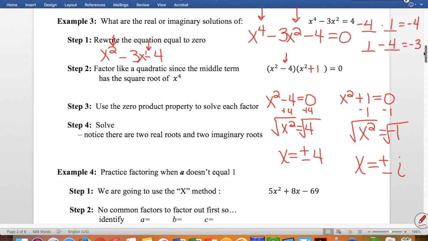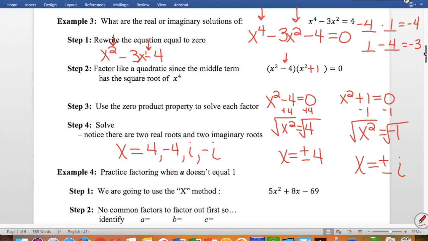So there are my 4 solutions. So I would actually list these as this. Here are my solutions. I would list that, not a comma, x equals 4, negative 4, i, negative i. Okay?